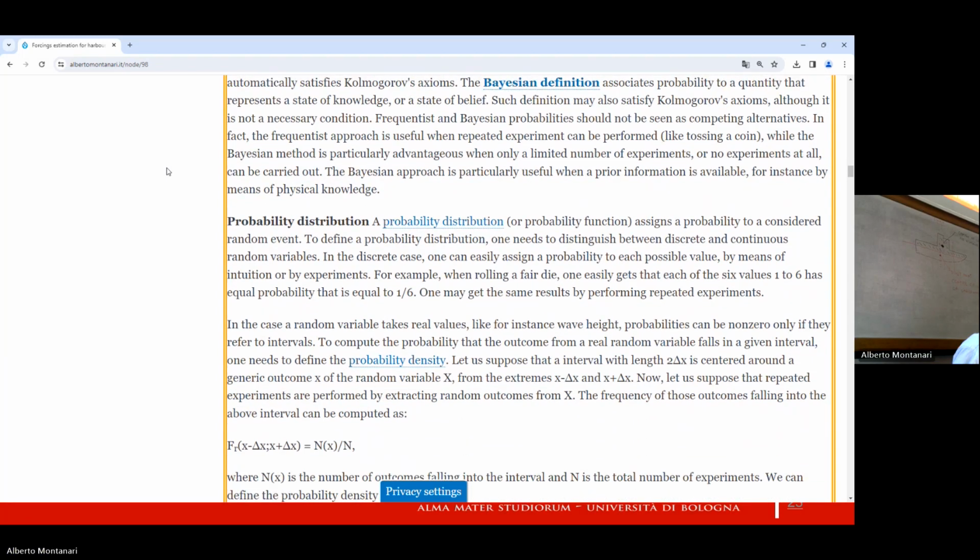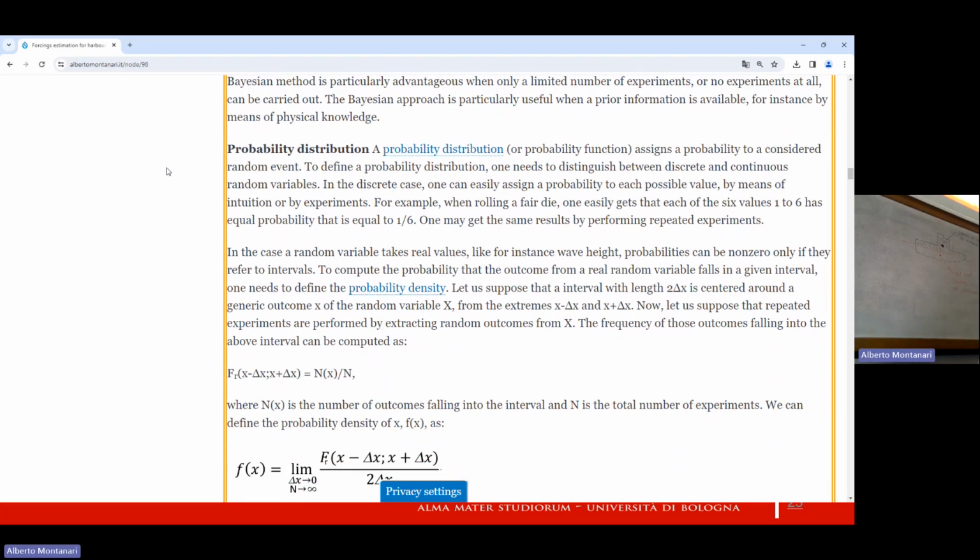Now, probability distribution. A probability distribution assigns a probability to a considered random event. So, for instance, let me make the example again of tossing a coin. The probability distribution is very simple. If you indicate with the symbol x the random variable, the probability distribution is a function P(x), a function of x, which gives you the probability that you assign to each outcome.